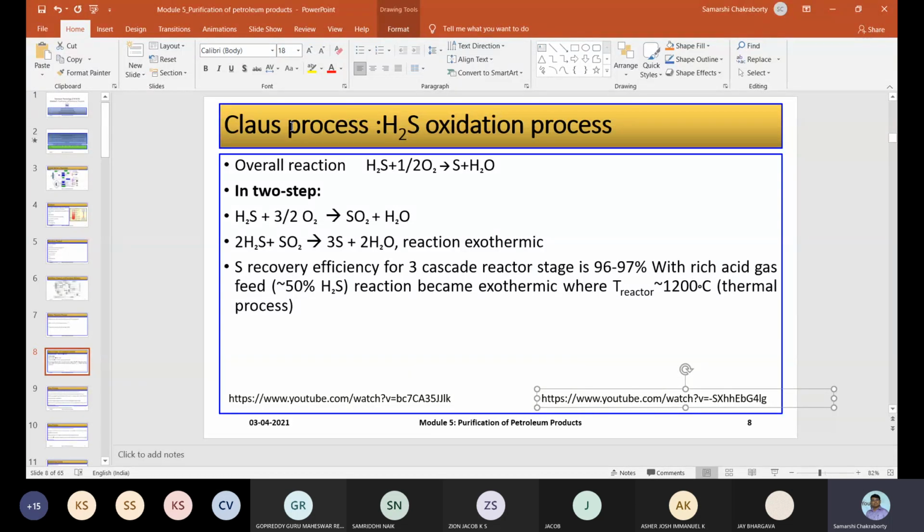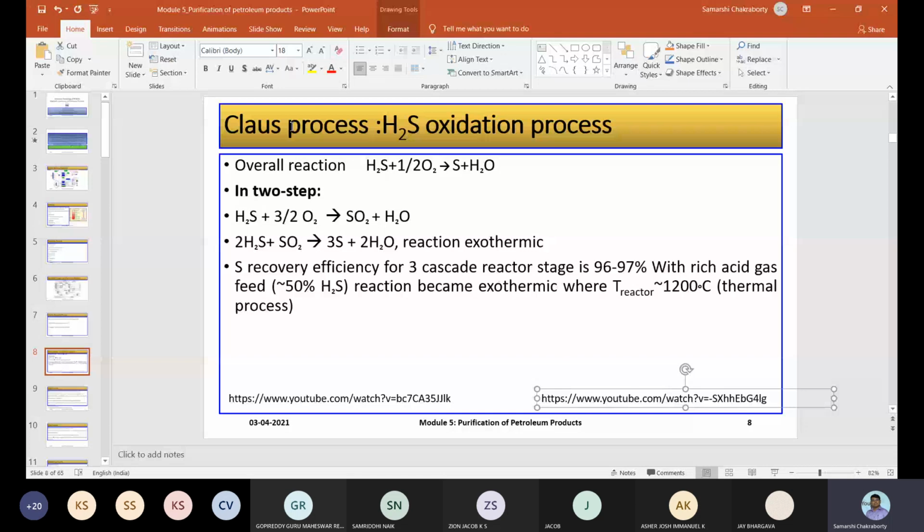Claus process actually enables us to recover the sulfur by doing H2S oxidation. H2S oxidation is a very simple process where H2S, after getting oxidized, gives you 1 mole of sulfur and 1 mole of H2O. This process can happen in 2 stages. H2S is first oxidized, converting into SO2, which is sulfur dioxide, plus 1 mole of H2O, and then 2 moles of H2S reacting with that SO2 give us 3 moles of sulfur plus 2 moles of H2O.